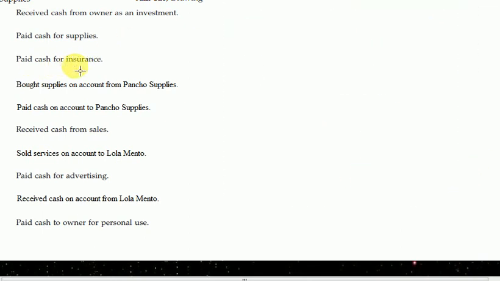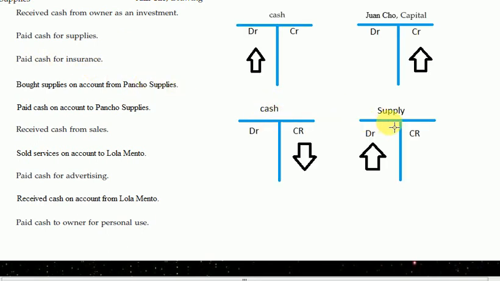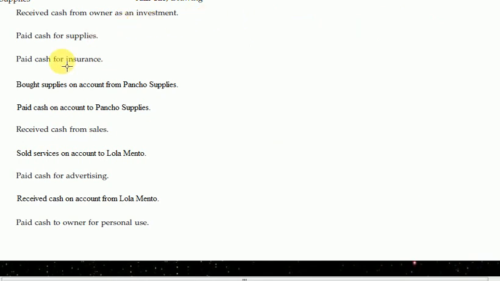Pay cash for insurance. Okay, this one is fairly easy. It is very similar to cash and supply, because you just replace it with prepaid insurance. Nothing fancy about this one. Insurance is an asset. So we are going to move on.